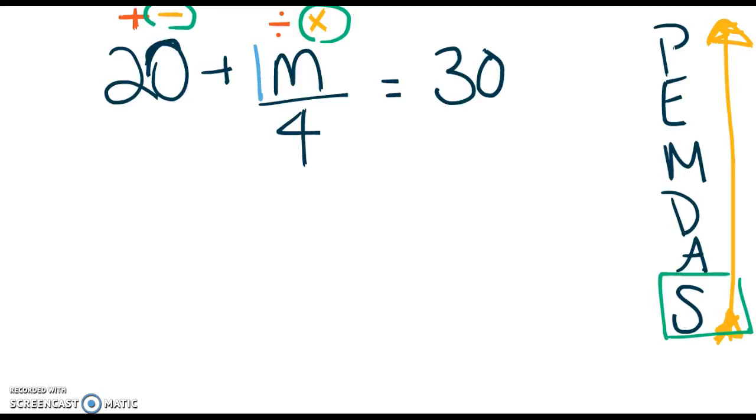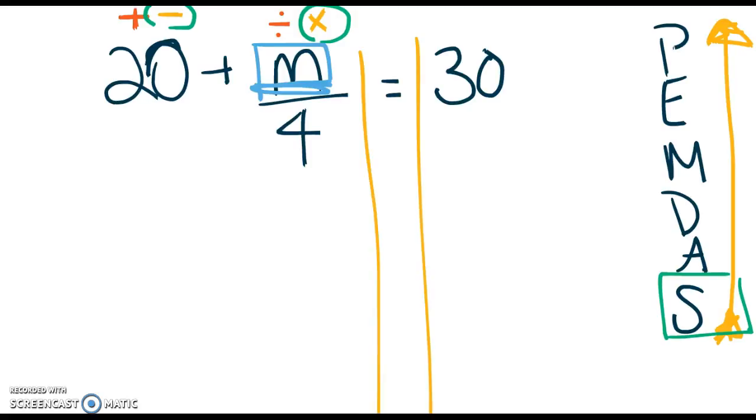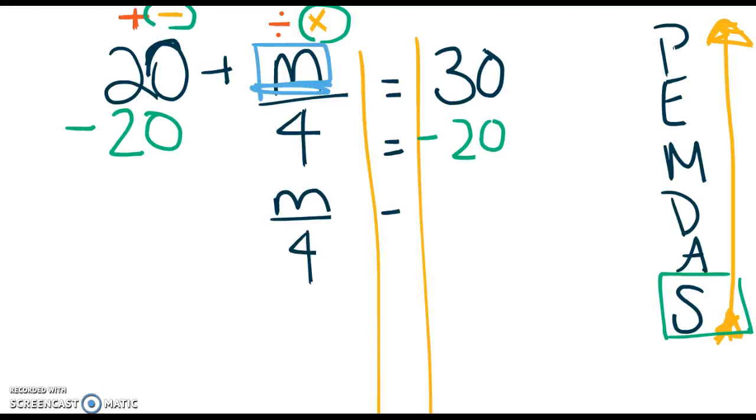And again, we're doing all of this in order to isolate the m, or the variable. In other words, get that variable by itself. Okay, so we're starting with subtraction. We're going to start by subtracting this 20 over here, which means in order to keep it equal, I also need to subtract the 20 on this side. So on the left-hand side, I have 20 minus 20, which is 0. So I'm left with m over 4, which is equal to 10.